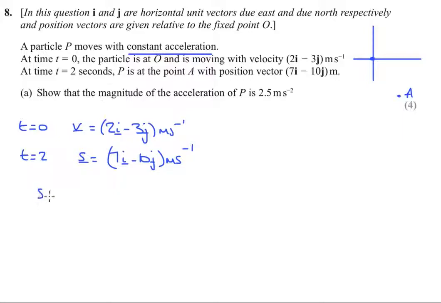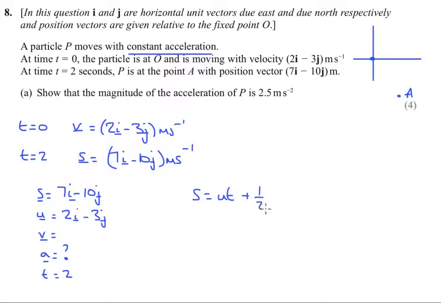So we have an S, we have a U, that's this, because that's when t equals 0, so that's the initial velocity. We don't have a V, we don't have a final velocity. We want to find the acceleration, and we have a time. We know where it is after 2 seconds. So the equation that involves S, U, A and T is that S equals ut plus a half at squared.